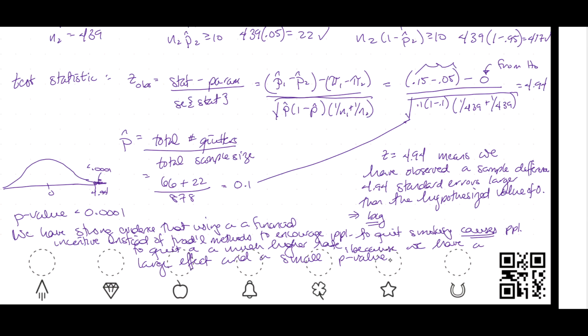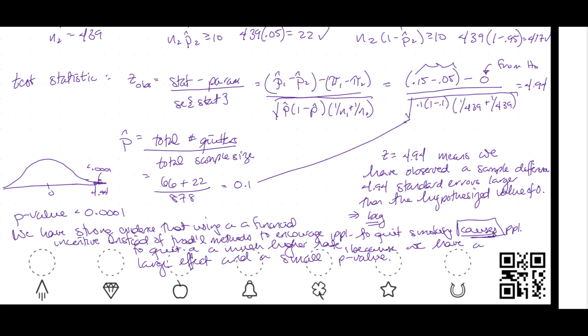So altogether, because there's both a large effect and a small p-value, this is giving us really compelling evidence of a meaningful relationship between the financial incentive and the probability, the likelihood of people quitting smoking. And I wanted to emphasize that we can talk about this causal relationship, that having this financial reward causes people to quit smoking at a higher rate or with a higher probability, because we did an experiment. We identified this as an experimental study because there was random assignment of treatments to subjects, and that eliminates confounding.